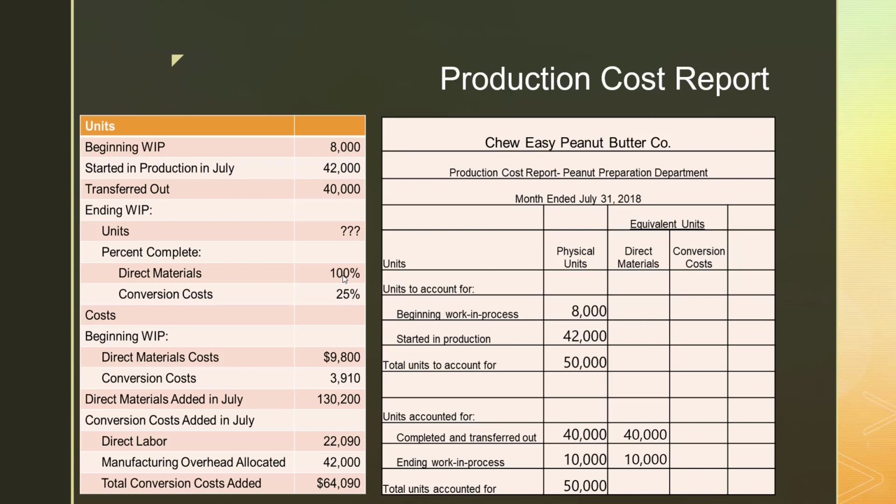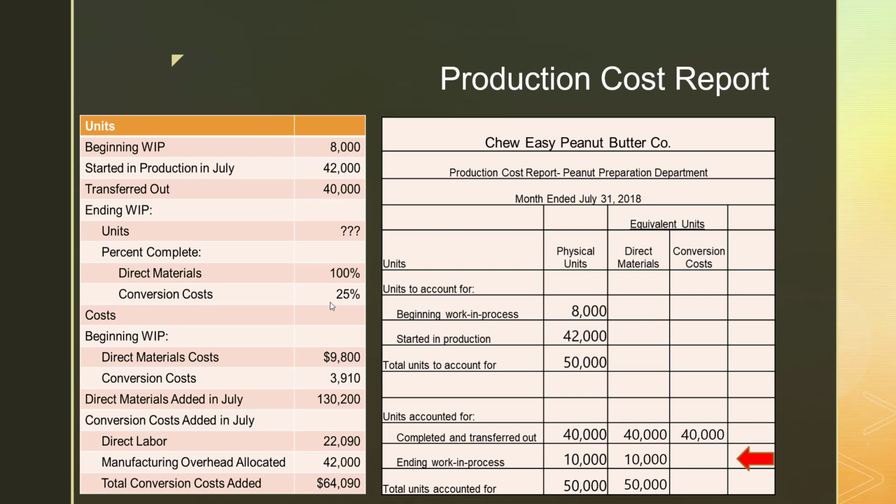To complete 10,000 units all the way for the cost of peanuts and the cost of salt, etc., it has to cost us the same as it would cost us to complete 10,000 units all the way. Because we have 100% completion here, our equivalent units for direct materials in ending WIP is exactly the same as our physical units. But the same is not going to be true over here for our ending WIP for conversion costs, because our conversion costs are only 25% done. Those units are only 25% done for labor and manufacturing overhead at the end of the period.